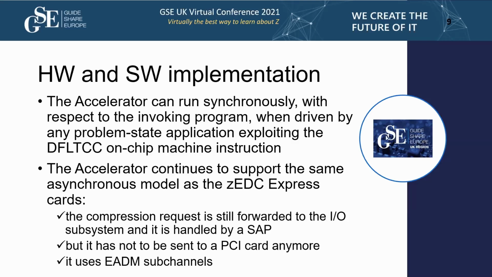The major difference is that the zEDC Express card, the PCI cards, are not used anymore, so the compression request is managed directly by the system assist processor, and it uses extended asynchronous data mover subchannels. These subchannels are a special kind of subchannels which are automatically defined at IPL, with no need for the customer to make any definition.